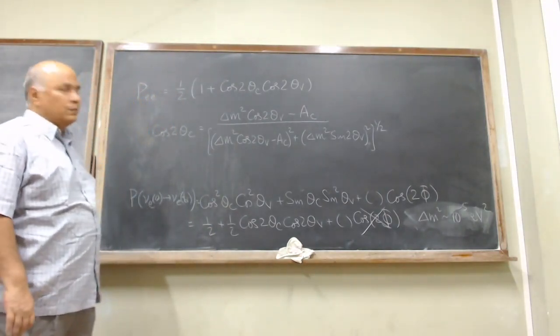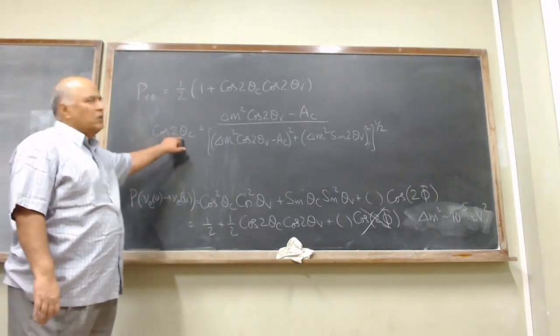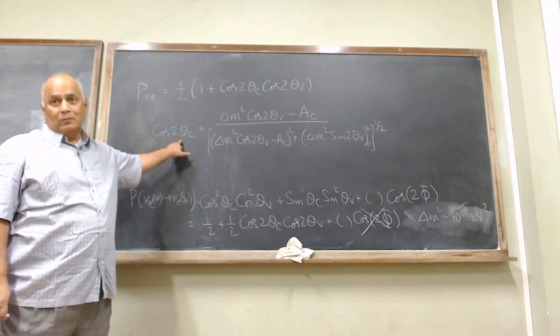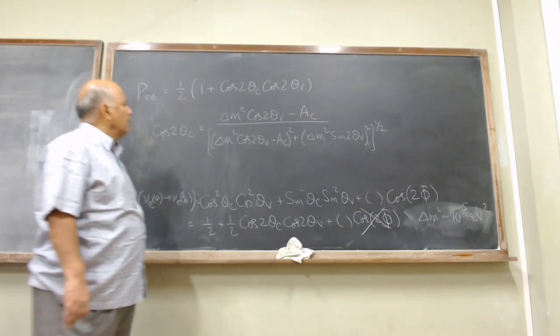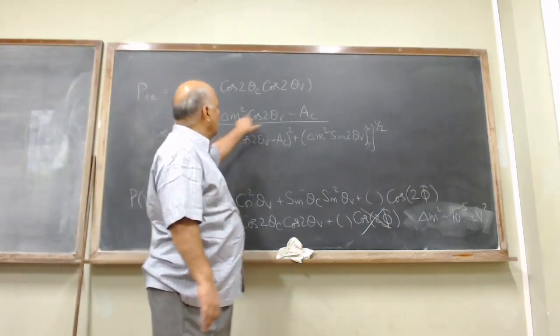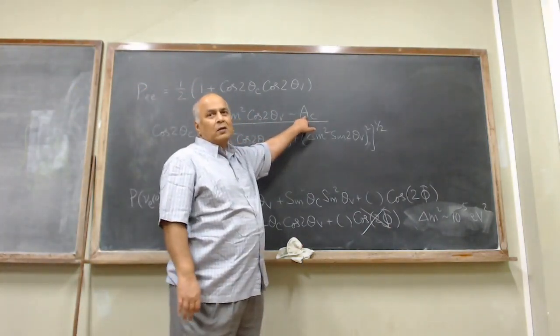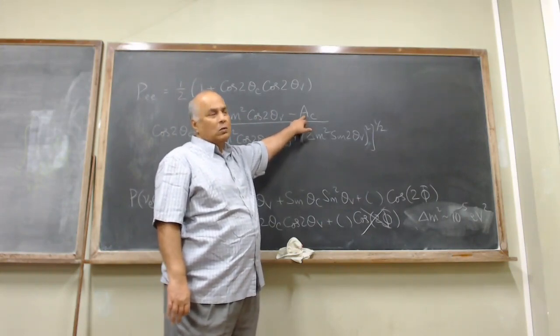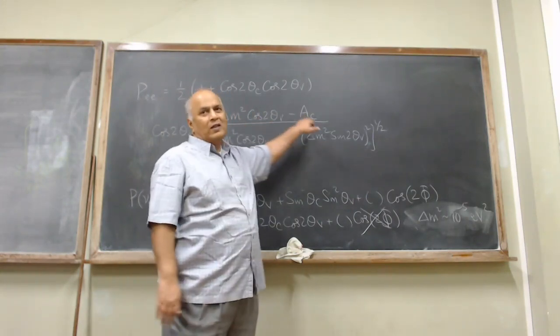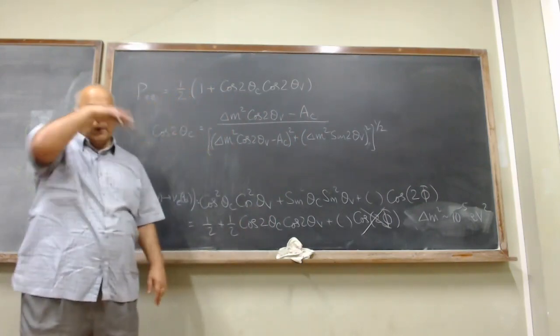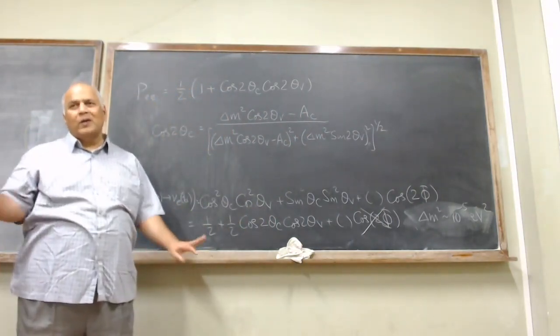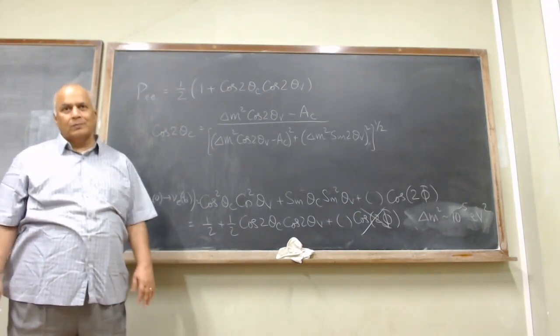The question is: is cos 2 theta c positive or negative? That depends on whether this matter term at the core is more than this or less than this. For the moment, let us assume delta m square is positive.